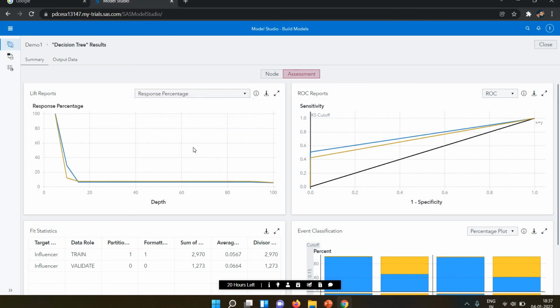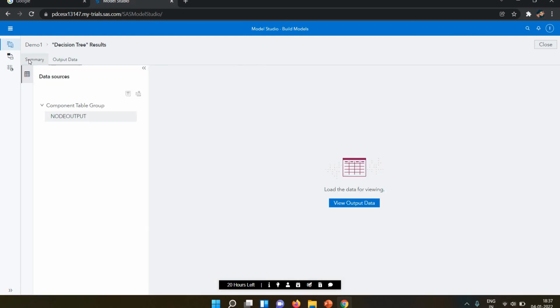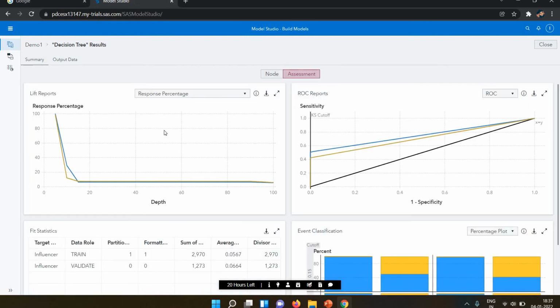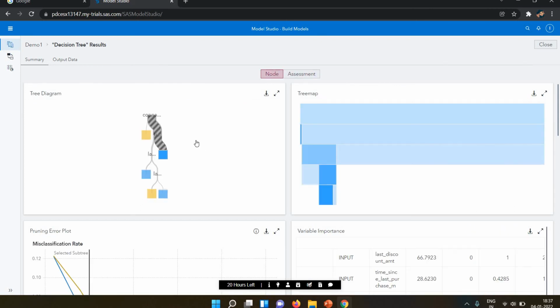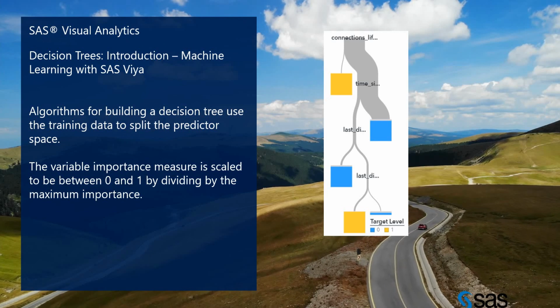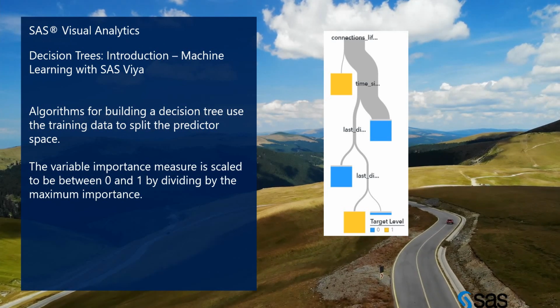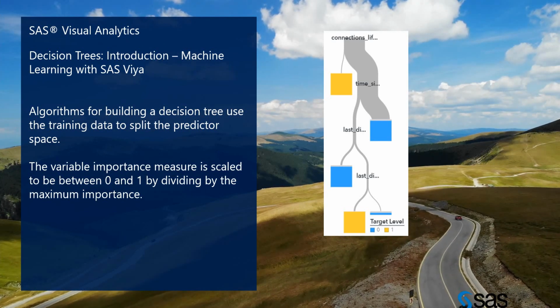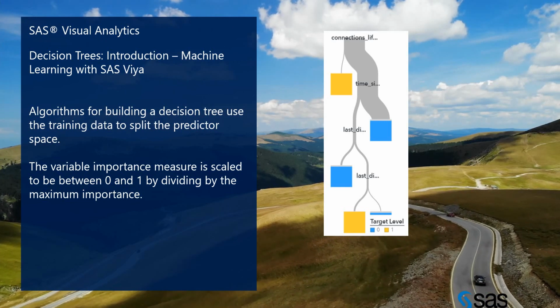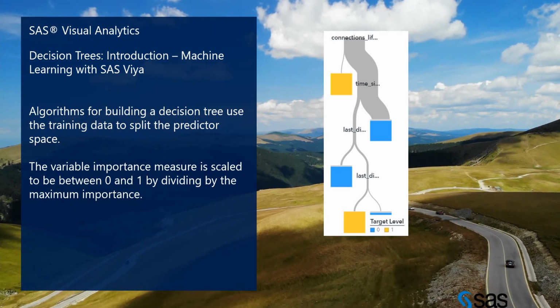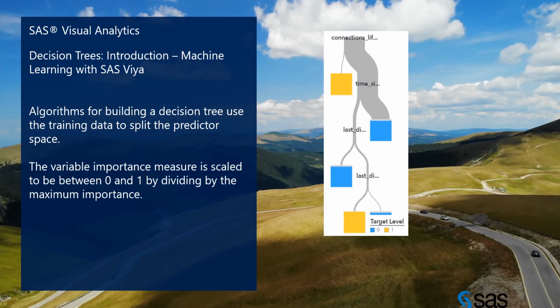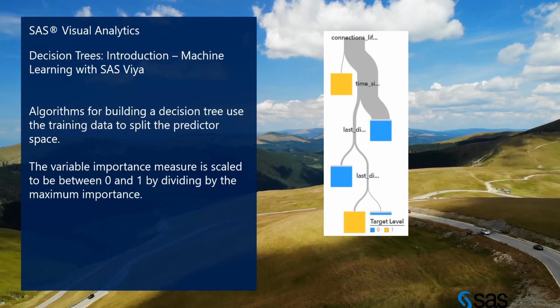This is my response percentages. So in the decision tree we can train our data and we can split our nodes, and that is also available there. So this is all about the decision tree: how we are creating a decision tree, how we can train our decision tree, and how we can split our decision tree into more nodes.